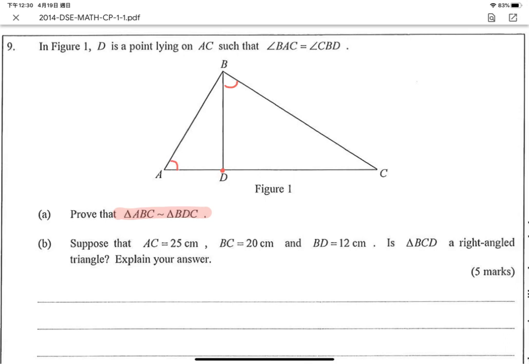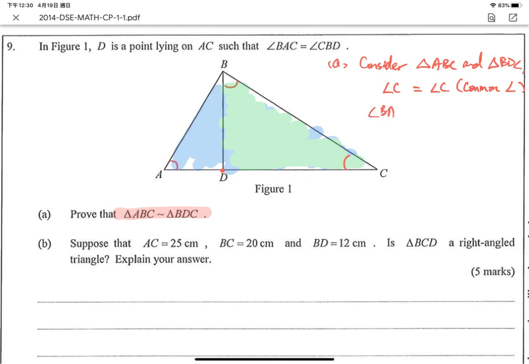So if these 2 angles are equal, you are asked to find ABC. What is ABC? ABC is this big triangle, and BDC should be this triangle. For the blue and green triangles, they both contain the common angle C here. So for part A, consider the 2 triangles, triangle ABC and triangle BDC. We have angle C equal to angle C. This is the common angle. And the question provides us angle BAC equal to angle CBD. So this is the given.